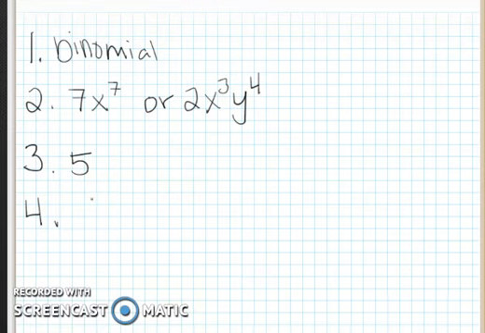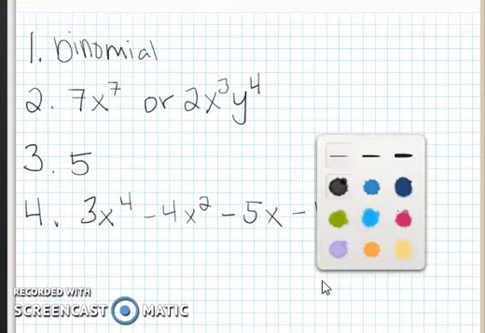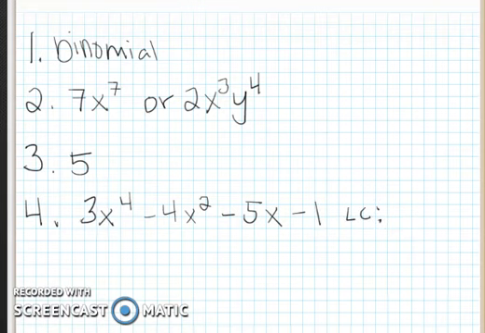Number 4, write the polynomial in standard form and then give the leading coefficient. Our largest exponent is 3x to the 4th. Our next largest exponent is negative 4x squared. Keep the sign with it that it has in front of it. Next is negative 5x, and then we have a negative 1. The leading coefficient is known as the term in the very front, and that term in the front is 3. So we plug in 3. Alright, those are the first 4 questions. This is our pretty easy ones. Let's get to our next group.